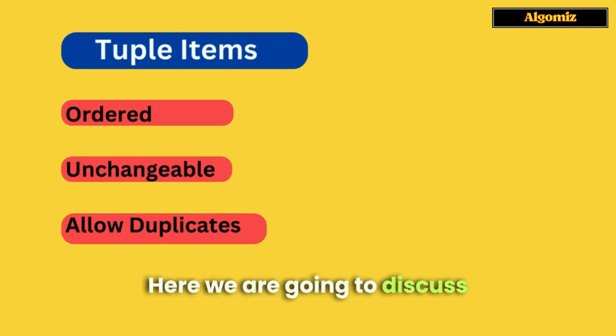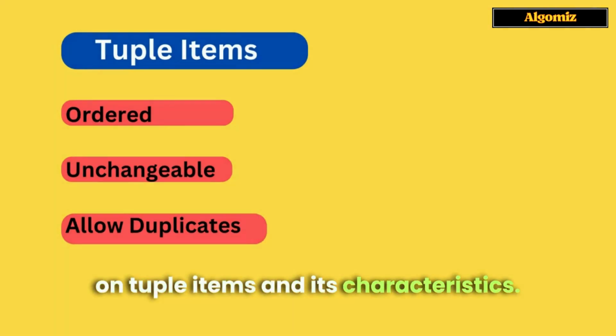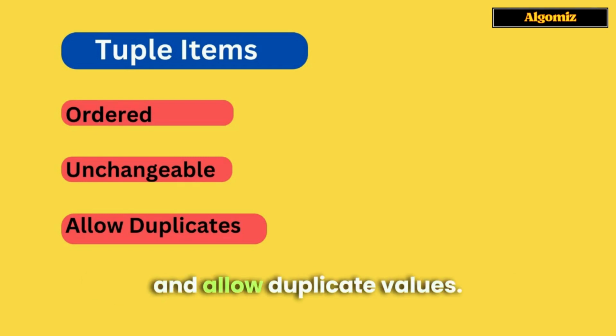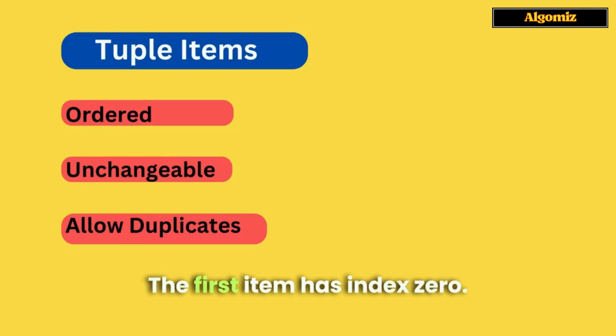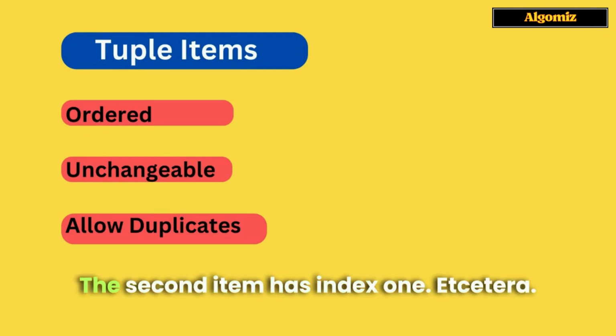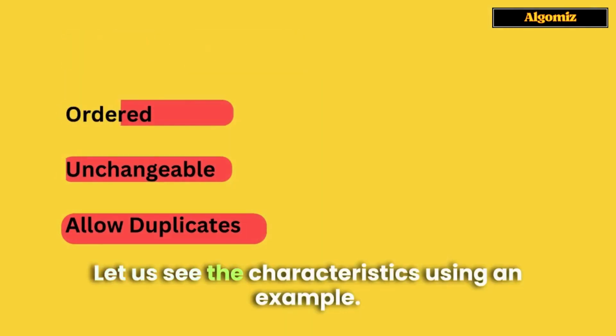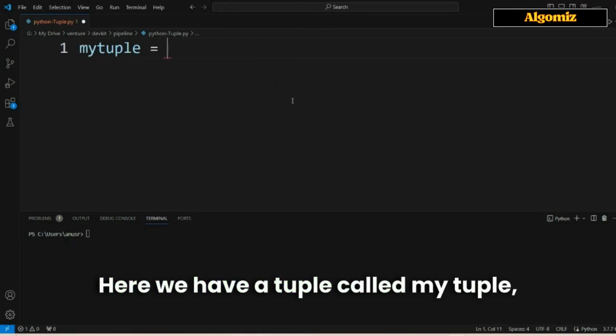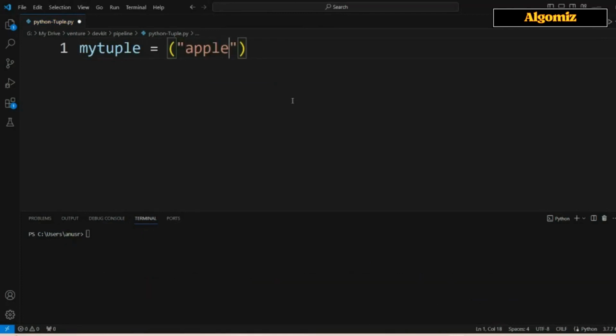Here we are going to discuss tuple items and their characteristics. Tuple items are ordered, unchangeable, and allow duplicate values. Tuple items are indexed. The first item has index 0, the second item has index 1, etc. Let us see the characteristics using an example. Here we have a tuple called my tuple and we have 4 items in it.